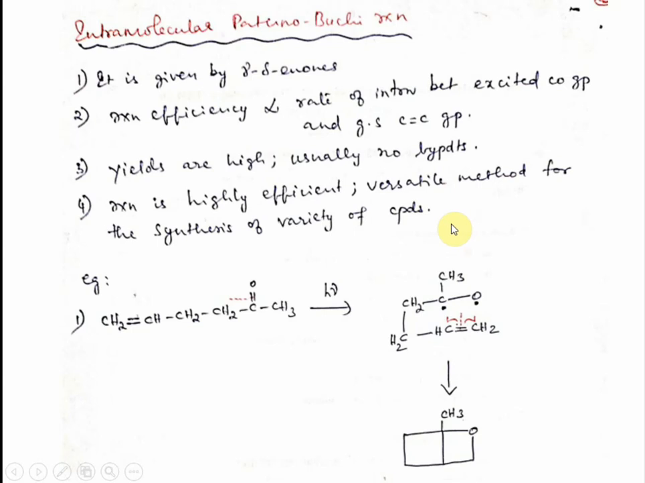So once again we can revise what is Paterno-Buchi. There should be two substrates. One is carbonyl compound, the other one is alkene. In presence of sunlight, the reaction will occur. What is the product called as? Oxetane.